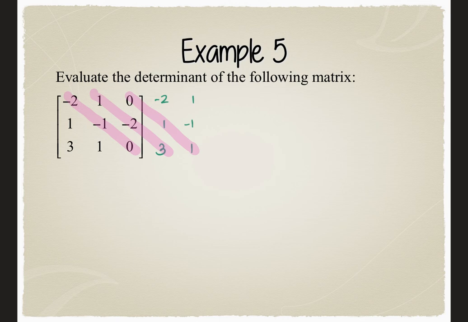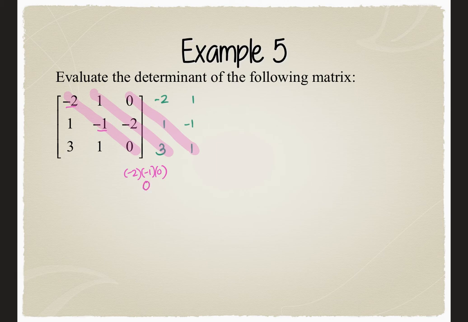And I multiply each of these diagonals. So -2 times -1 is +2. So I do -2 times -1 times 0. -2 times -1 is 2, times 0, and this is 0.